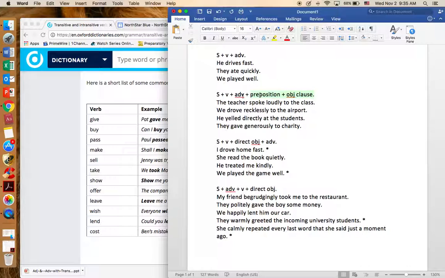Our next sentence pattern is a subject and then a verb, then an adverb, and a preposition plus an object clause. So for example, the teacher, here's our subject, spoke, that's our verb, loudly, there's our adverb, and then to the class. To is our preposition and the class is our object clause.